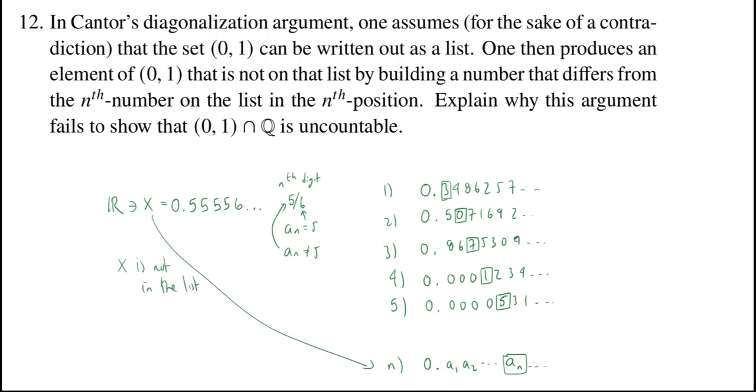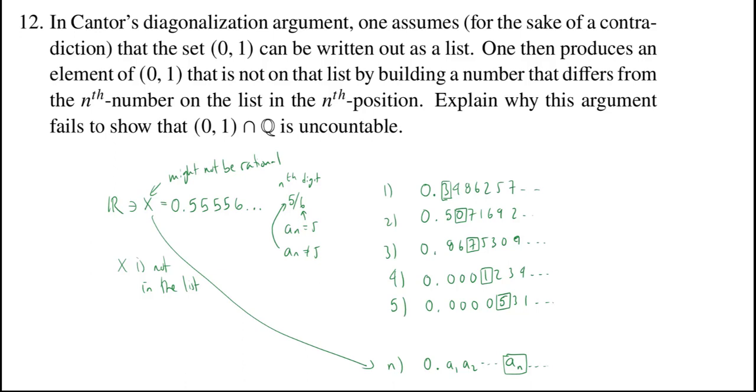If I put only rational numbers into this list, and I build this x, it is still the case that x is a real number, but x may not be rational. So this might not be rational, which means I have not found a contradiction because I did not find a rational number not on the list. Okay, so this is the reason.